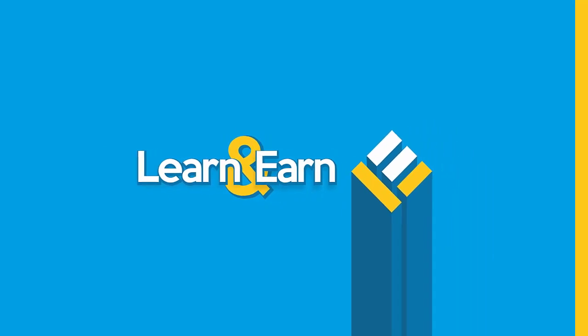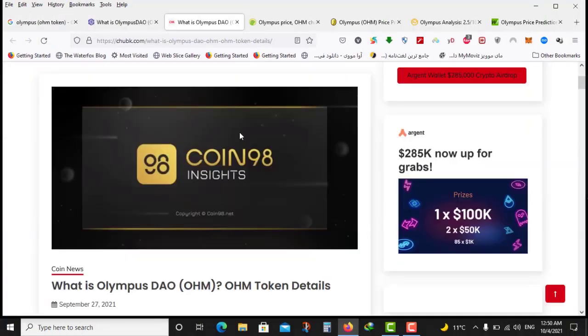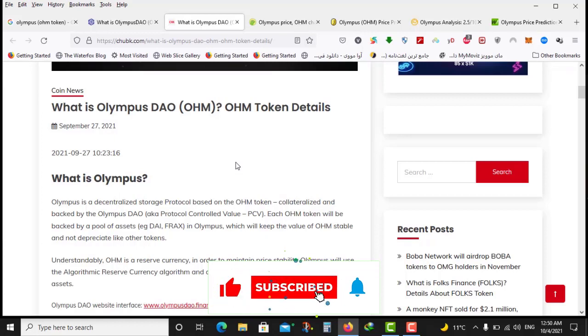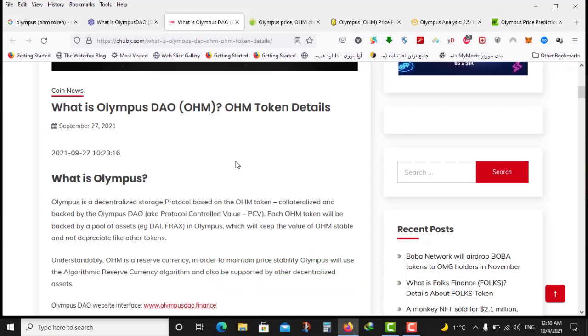Okay, we go to the crypto hub and see what's going on in this article. It's a newer one, September 2021. It's about several days ago. What's Olympus? Olympus is a decentralized reserve protocol based on the OHM token, backed by Olympus DAO, aka protocol controlled value, PCV. Each OHM token will be backed by a pool of assets in Olympus, which will keep the value of OHM stable and not depreciate like other tokens.